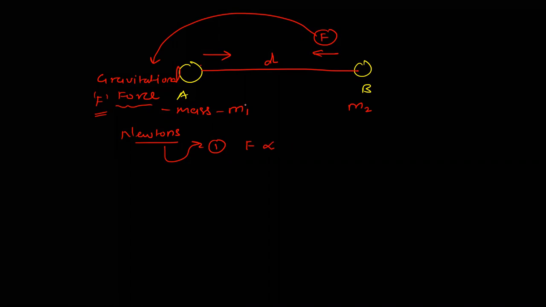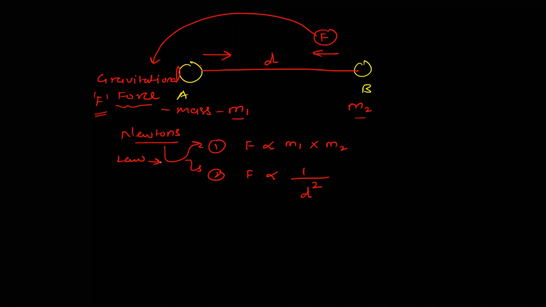Now see, what is the product of masses? Product means multiple of masses. The masses are M1 and M2, so these are the product of masses M1 and M2. And he also says that the force is inversely proportional to the square of the distance between them. The distance is D, and square. So this is the statement of Newton's law of gravitation. What does it physically mean?